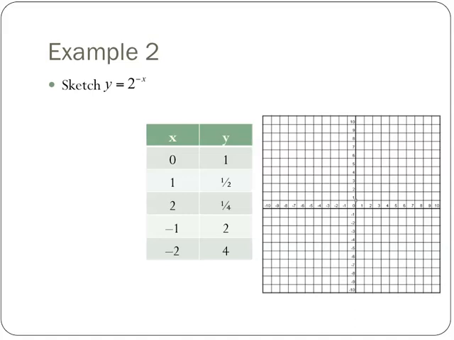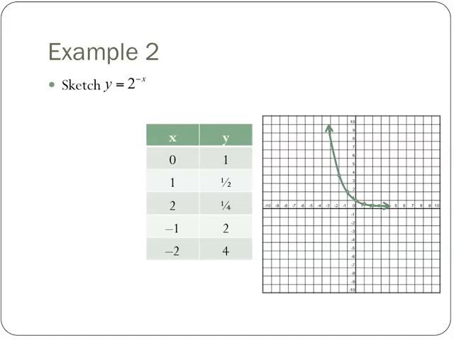So we have 0, 1. Let's do the ones without fractions first. So negative 1, 2, negative 2, 4. Okay, now let's deal with the fraction. So 1 1/2, 2 1/4. So here is what the graph looks like there.